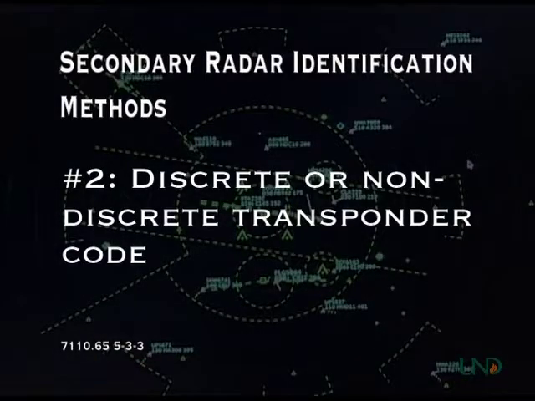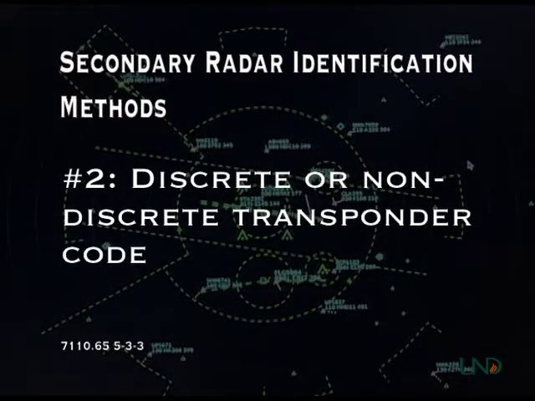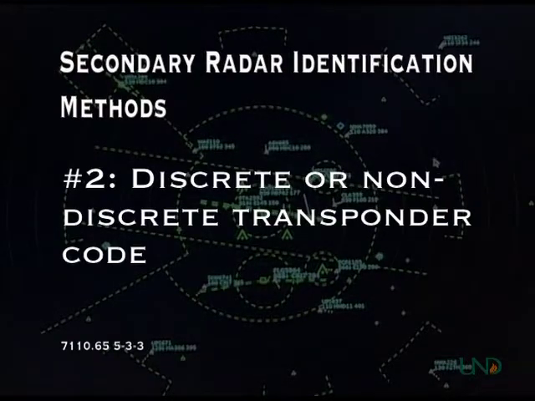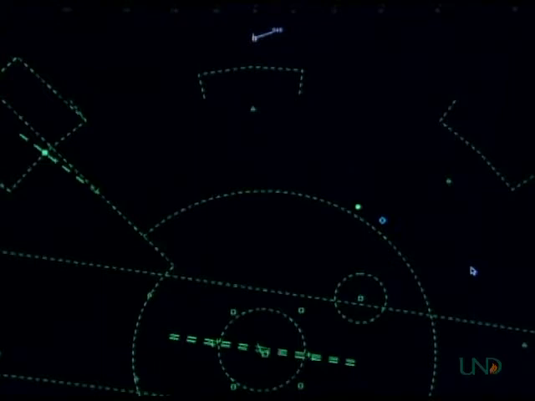The second method involves instructing the pilot to change to a discrete or non-discrete transponder code and to observe the change on the radar display. In this example, November 219 Delta Lima has entered Academy airspace, is squawking VFR, and requesting radar services.